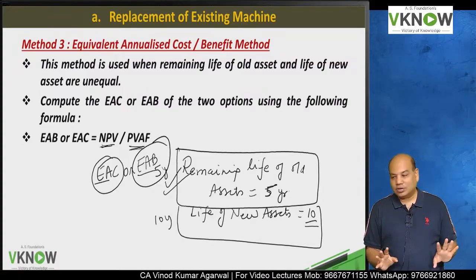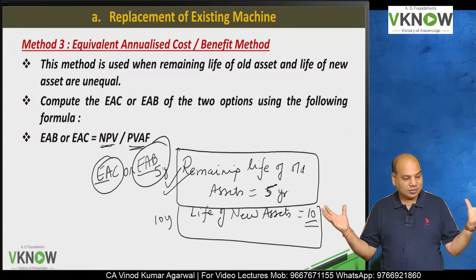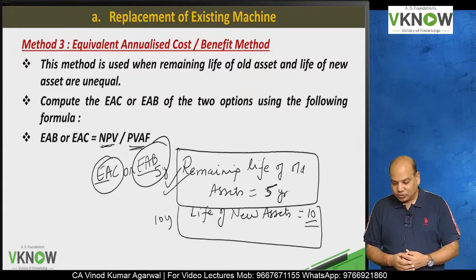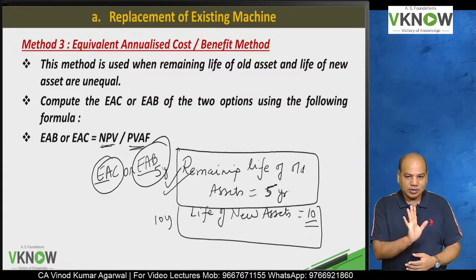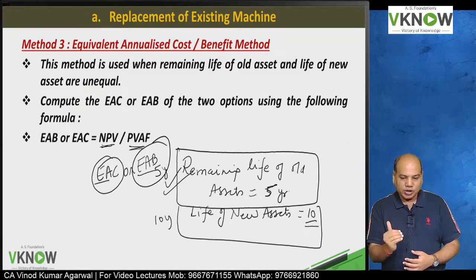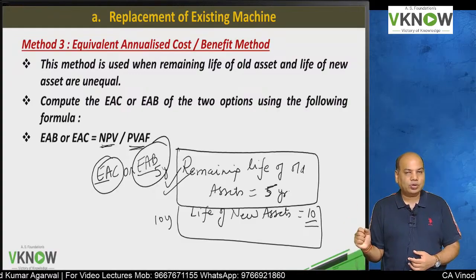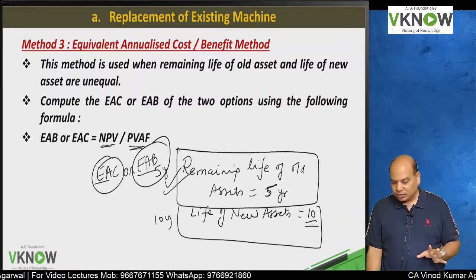Irrespective of what you have done, now forget it. Start fresh. Learn new thing now. Okay. So equivalent annualized cost benefit method will be required only when comparison is with project or asset with different lives. Otherwise, usually we don't come to this method. NPV method serves the purpose.